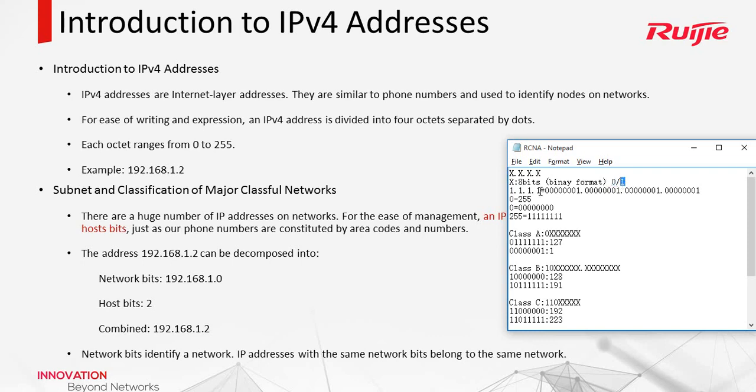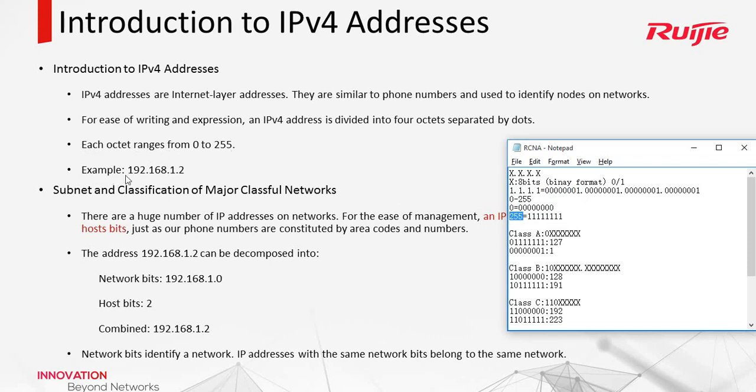For example, we can write an IP address as 1.1.1.1, but in fact it equals 00000001.00000001.00000001.00000001. And the range of each byte is from 00000000 to 11111111, which equals 255. So we can find that the octet ranges from 0 to 255.